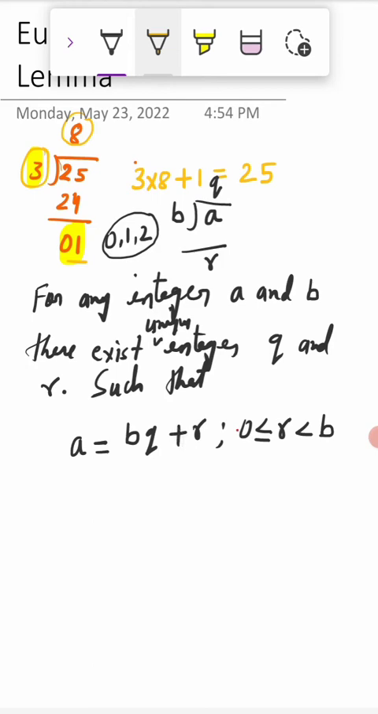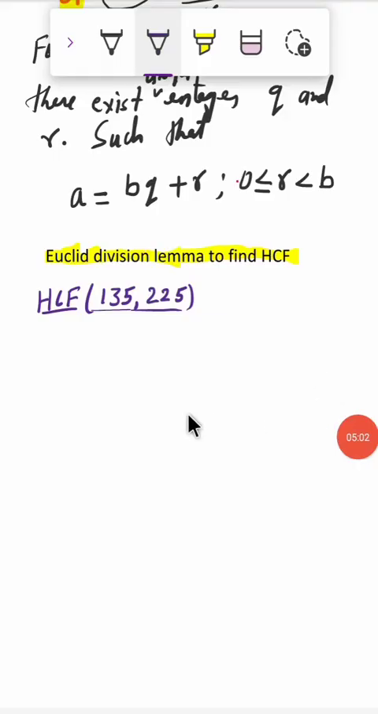Now let's see how we use the Euclid division lemma to find the HCF. Here we come to find the HCF of two numbers by using the Euclid division lemma. Our first step is to find the smaller number between these two numbers, or you can say which one is less. So 135 is less than 225.